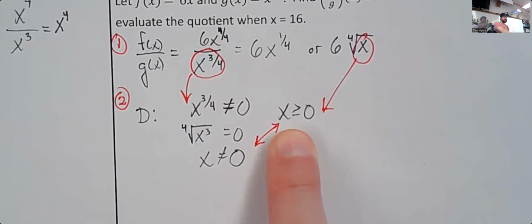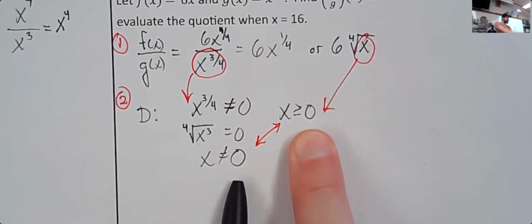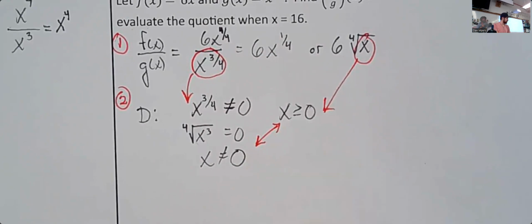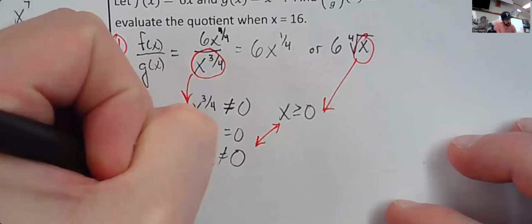So x has to be greater than 0 no matter what. To satisfy both of these at the same time, x has to be more than 0. It could be 0.00001. That's fine. It just can't be equal to 0. It also cannot be negative. So that means our domain is x is greater than 0.